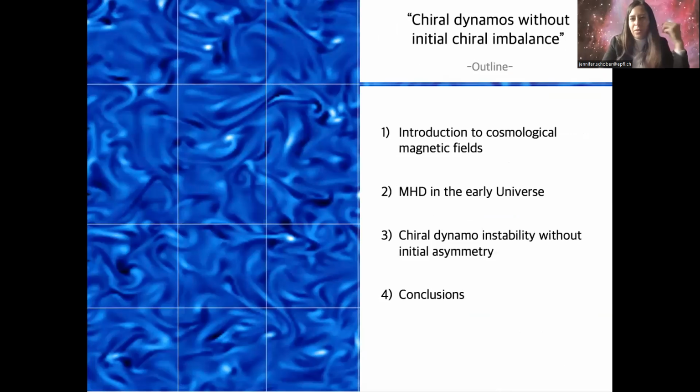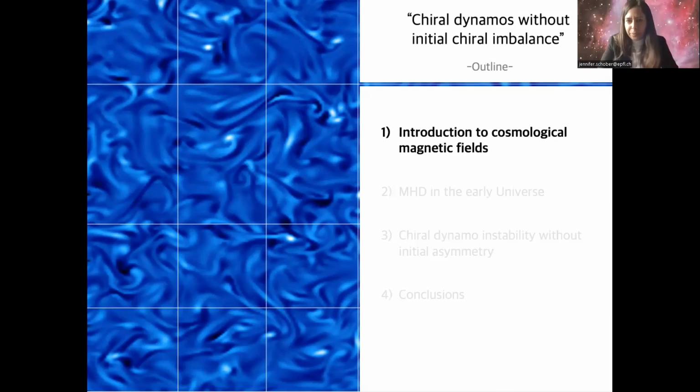So this is the outline of my talk. I will give you a very brief introduction to cosmological magnetic fields. I will talk about MHD in the early universe in general, and then I will come to my main topic, which is chiral dynamo instabilities.